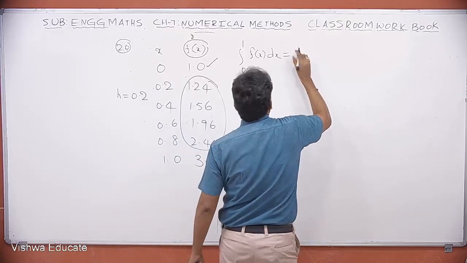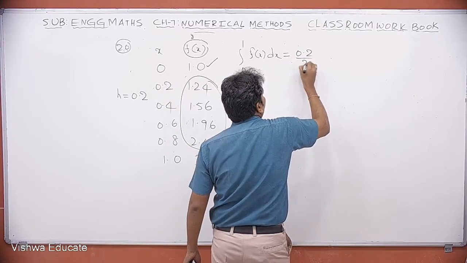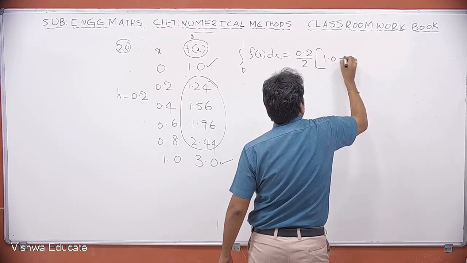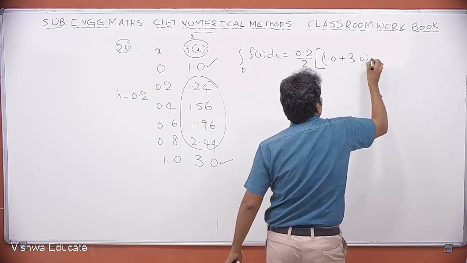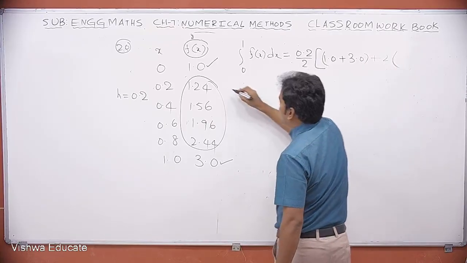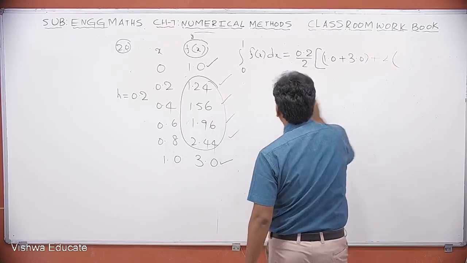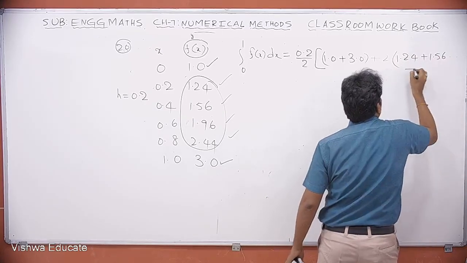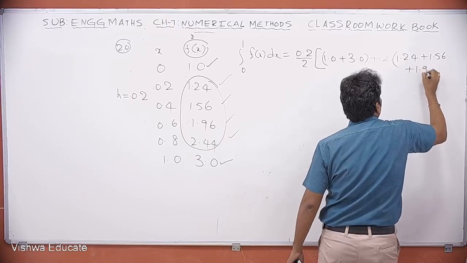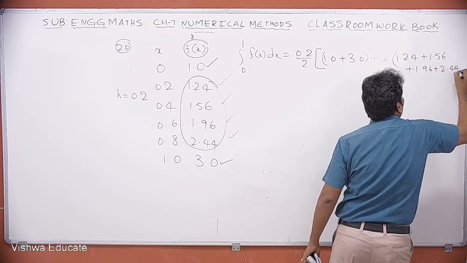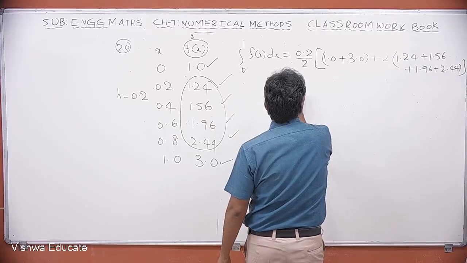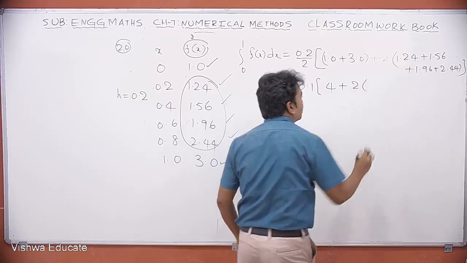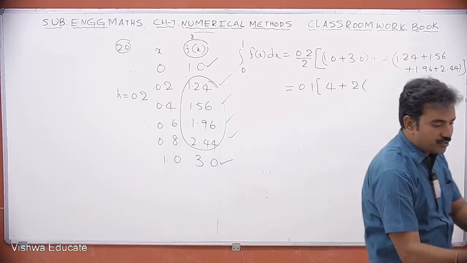Therefore, this is h by 2, that is 0.2 by 2 into sum of first and last y values, 1.0 plus 3.0, plus 2 times sum of remaining y values. So add these 4 numbers. They are 1.24 plus 1.56 plus 1.96 plus 2.44. So therefore this is 0.1 into 4 plus 2 into, now let us add these values.